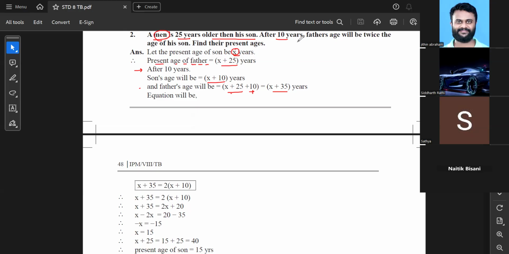Now, they have said that after 10 years, this father's age, which is actually X plus 35, will be twice. Will be means equals. Twice means 2 times the age of his son. Son's age is what? X plus 10.